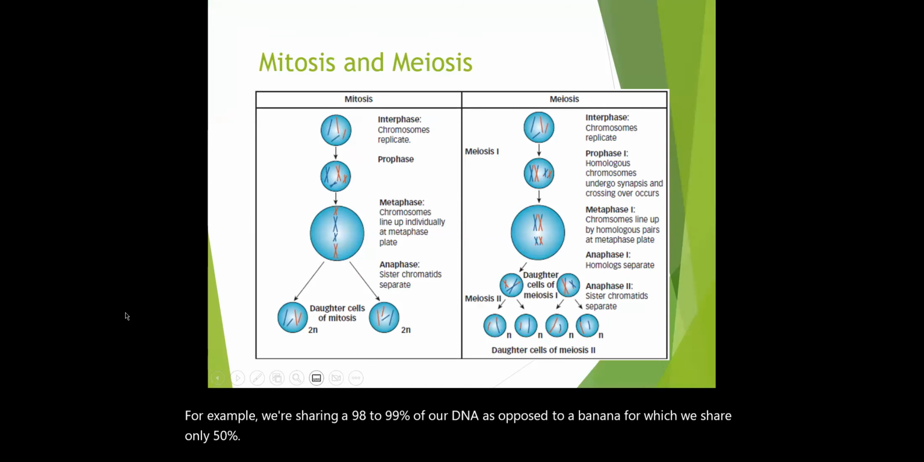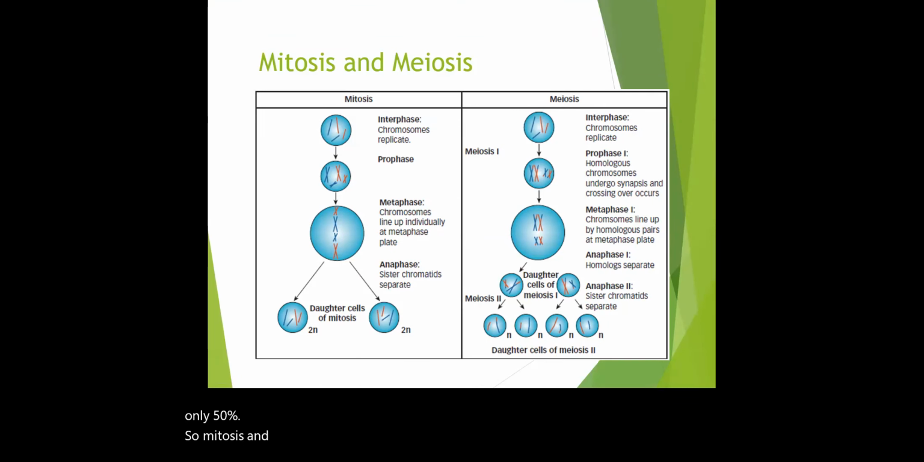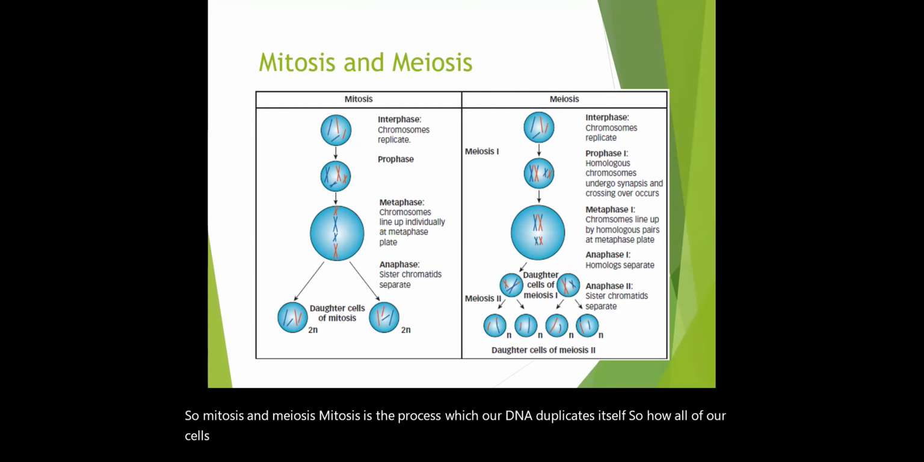So mitosis and meiosis. Mitosis is the process by which our DNA duplicates itself. All of our cells, except for our gametes, reproduce in this way.